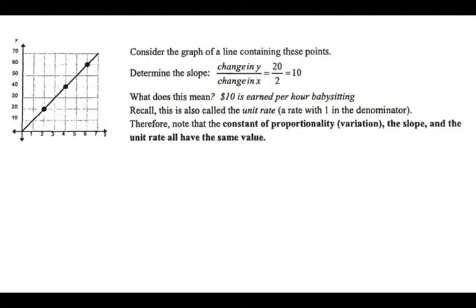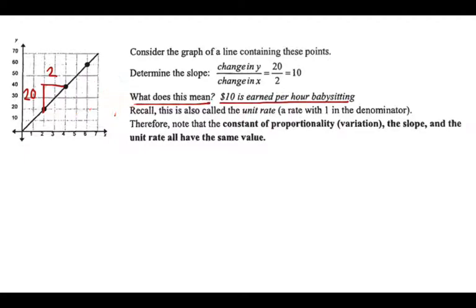So the next little part says, consider the graph of a line containing these points. Determine the slope. So my change in y is 20, my change in x is 2. You could have also done this by using a rise and a run. My rise is 20, my run is 2. 20 over 2 simplifies to 10 over 1. Okay. What does this mean? $10 earned per hour of babysitting.